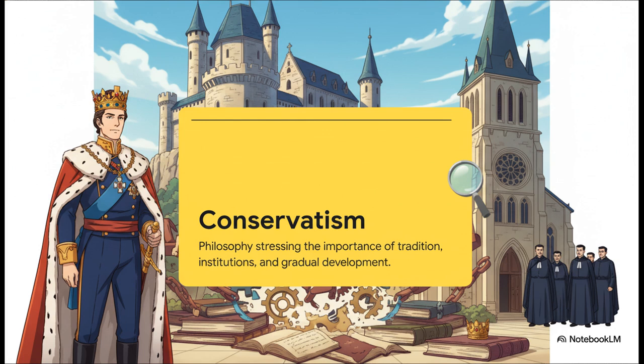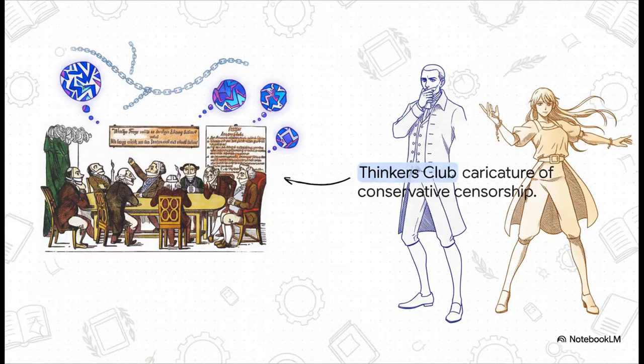They looked back at the rapid, terrifying chaos of the French Revolution and decided, nope, the church and traditional autocratic structures are the only way to maintain order. I absolutely love this famous 1819 caricature called The Club of Thinkers. Notice the muzzles literally tied around their mouths? It so perfectly illustrates the severe censorship laws conservatives used to crush liberal demands for freedom.